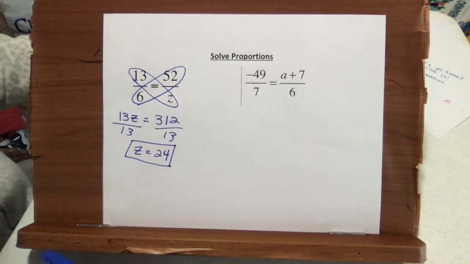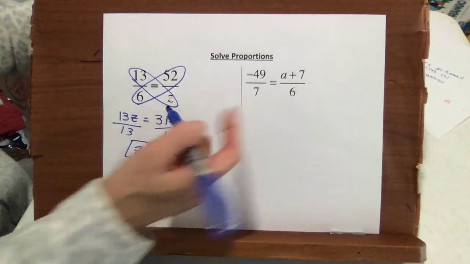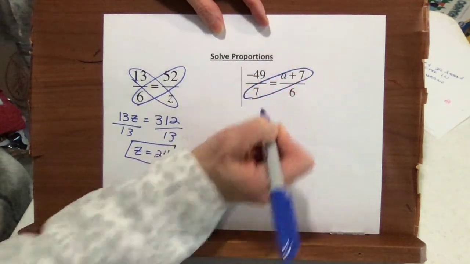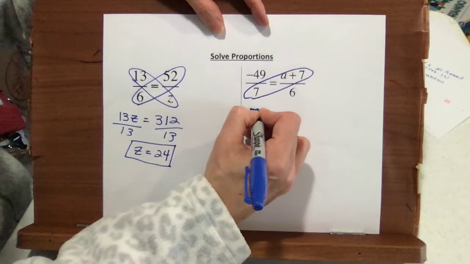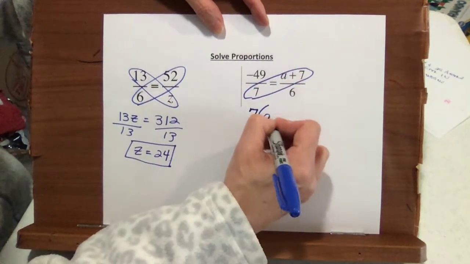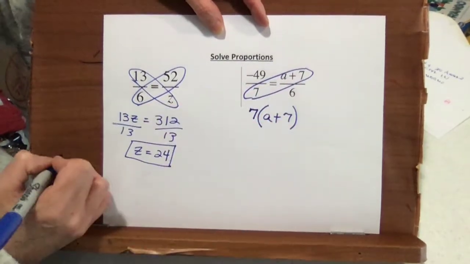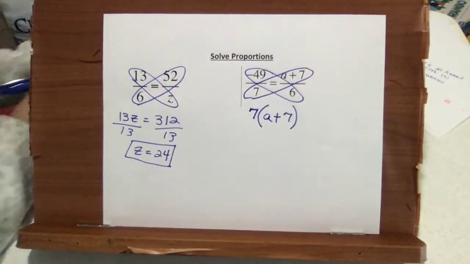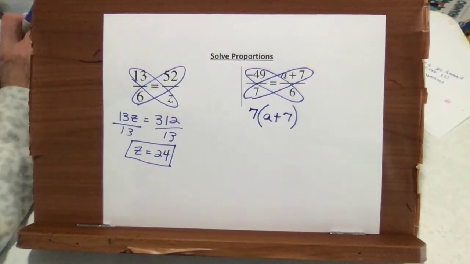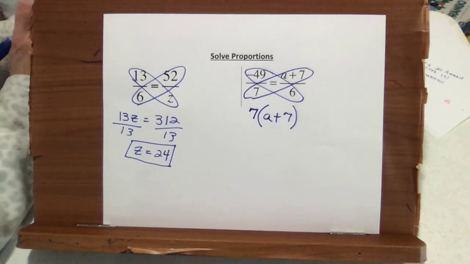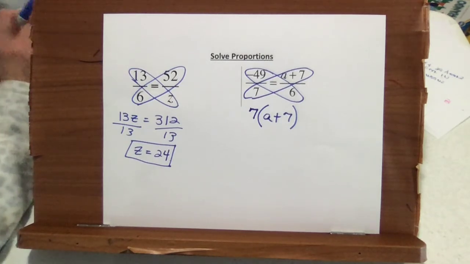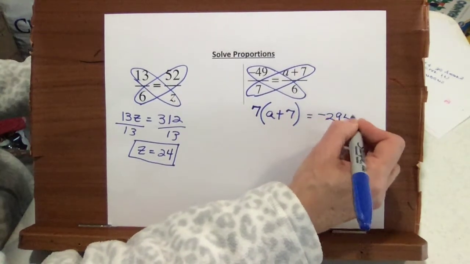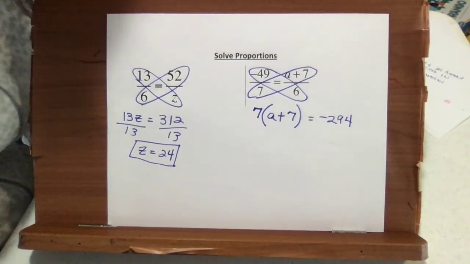So that's a check. All right, next one, a little bit more complicated looking. We have 7 times the quantity a plus 7. As soon as we see that plus there, we're going to have to put that in parentheses. Then we have negative 49 times 6, and be careful of your signs. Negative 49 times 6 is a negative 294. So again, being very careful.